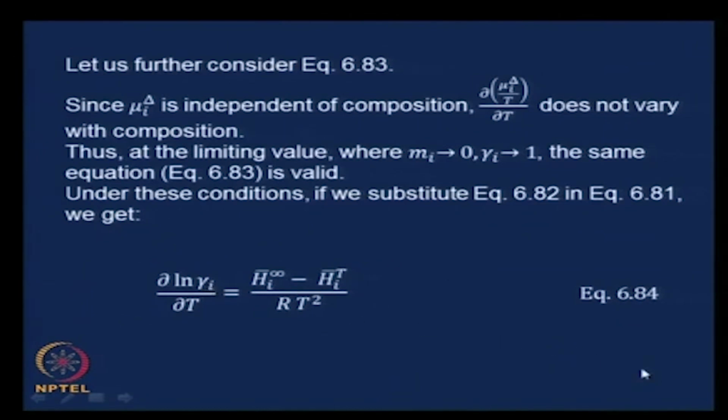If we do a similar exercise, substituting for the solvent, the 0 case in the same equation, then we will get dou ln gamma naught dou T, this is for the solvent, equals H naught minus H naught hash divided by RT squared, and therefore by knowing the right hand side we can get the dependence of the activity coefficient on temperature for an electrolytic system, equation 685.